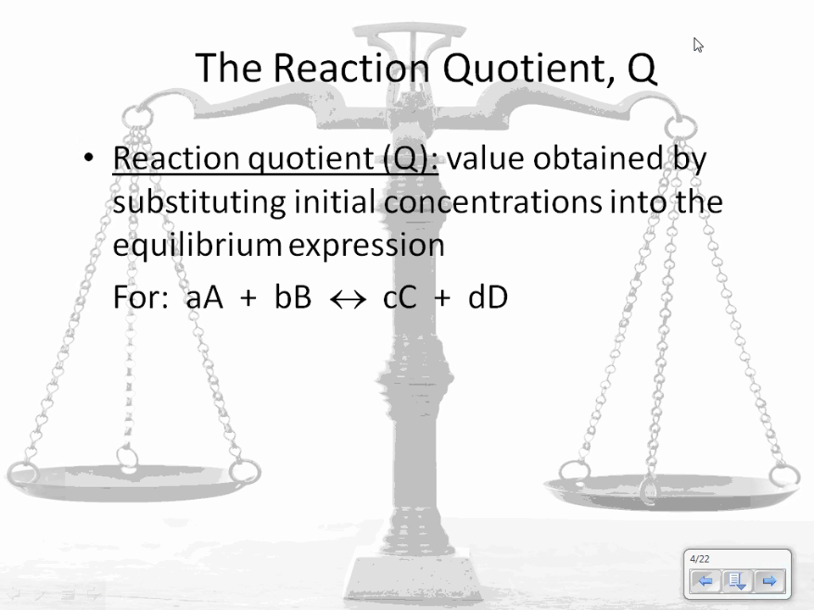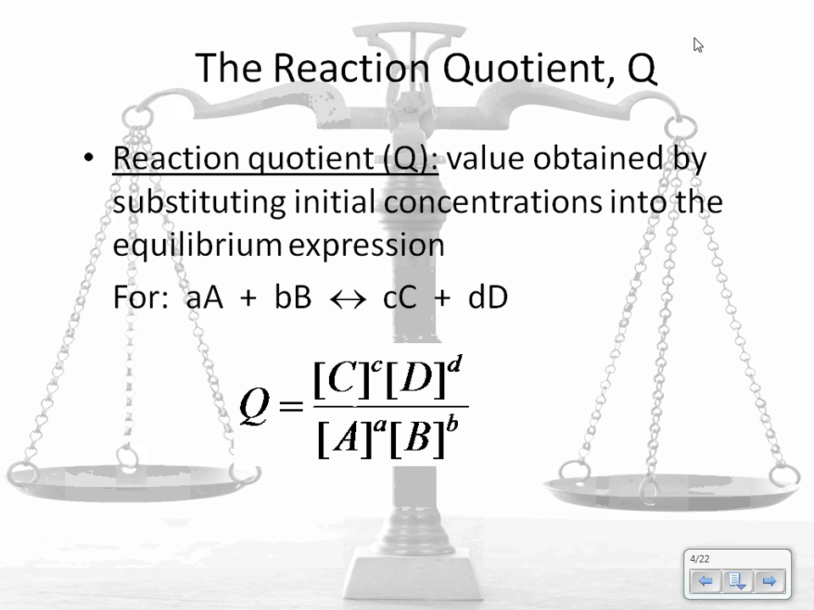So now I'm going to introduce you to the reaction quotient, which we call Q. This is the value obtained by substituting initial concentrations into the equilibrium expression. So we're still going to use that equilibrium expression of KEQ, but instead of plugging in our concentrations at equilibrium, we're going to plug in the concentrations that we start with initially. So for aA + bB equals cC + dD, here is the exact same expression that you would get for KEQ, where you have your products on top, your reactants on the bottom, and your exponents end up being the coefficients from the balanced chemical equation. The only thing that's changed is that the numbers we plug in are initial concentrations, not equilibrium concentrations. So that's why we call it Q, not KEQ.